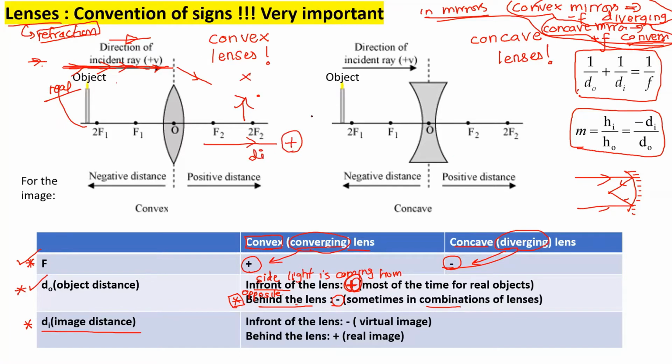Because light should really go to this side for refraction to occur, right? So if it actually makes an image on this side, that means if your DI is on this side of the lens, your DI is positive. It's a real image. Here I have used the word behind the lens. In other words, it is the opposite side to the side where light is coming from.